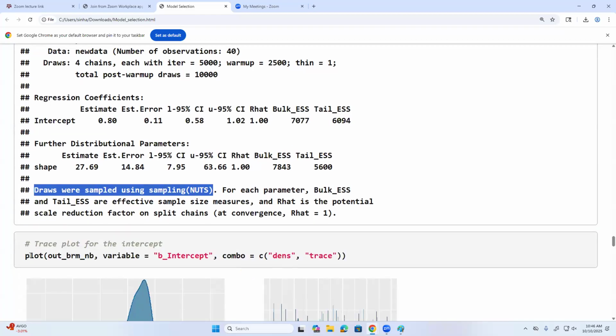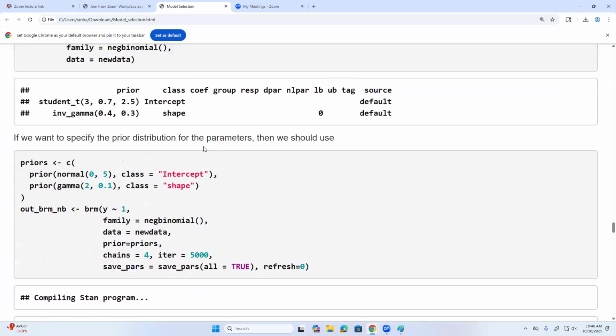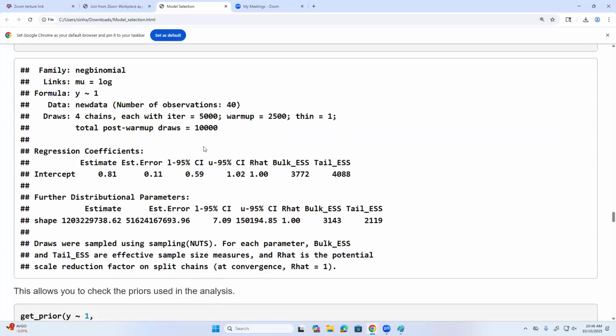Okay, next, what I did. So this is a wonderful thing. We did it. But why did we do it? We wanted to calculate the Bayes factor. For that, we need the marginal likelihood. Marginal likelihood under the negative binomial model.